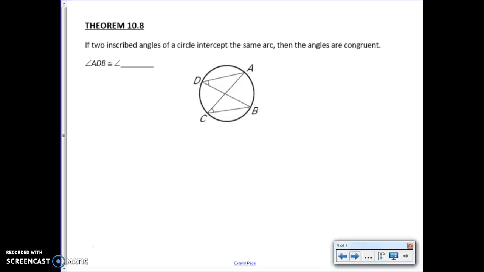Okay, if two inscribed angles of a circle intercept the same arc, then the angles are congruent. So what I want you to notice is that angle ADB opens up to arc AB, but also angle ACB opens up to arc AB. That's its intercepted arc. So what that's saying is, if we know that obviously AB is congruent to AB, then we know that angle ADB is congruent to angle ACB.